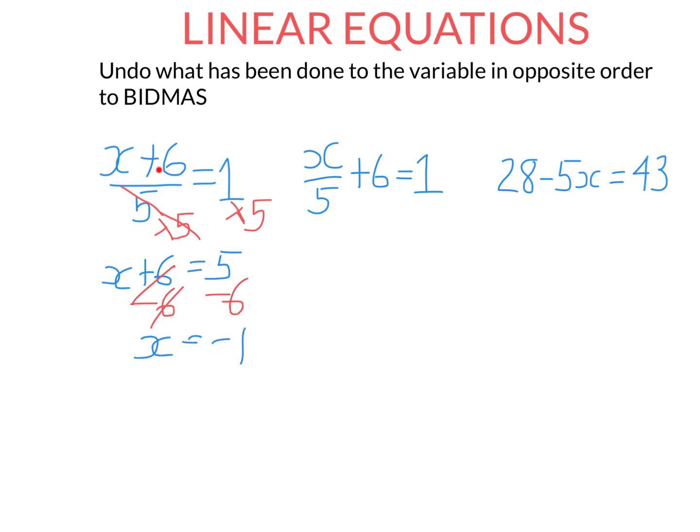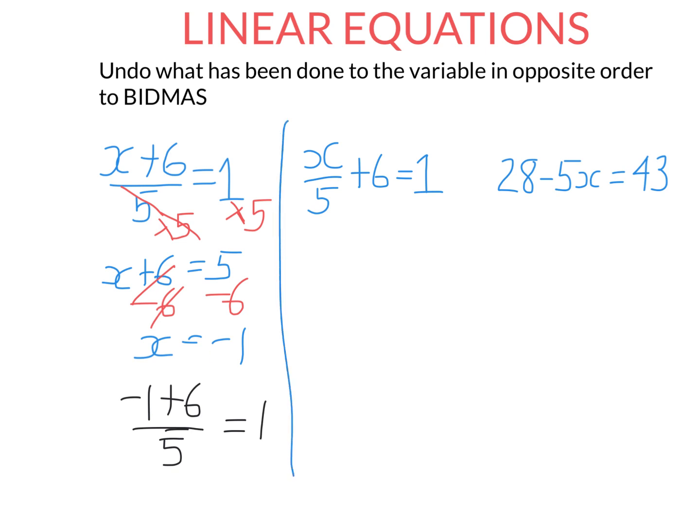So negative 1 is the solution to this equation, because if I substitute x for negative 1, I get a true statement. If I take this equation, I'm going to rewrite it, but instead of writing an x, I'm going to write a negative 1. So negative 1 plus 6 over 5 equals 1. That is a true statement. Negative 1 plus 6 is 5. 5 divided by 5 is 1. That's why this is the solution.